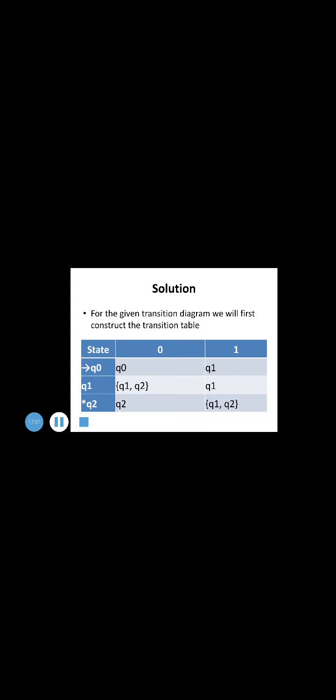You will be given either the transition diagram like this, or else you may be given a transition table of NFA. From the transition table or from the transition diagram, you have to convert the given NFA to DFA. If you have the transition diagram, you have to construct the transition table from it, like this. This is the first step you have to do.